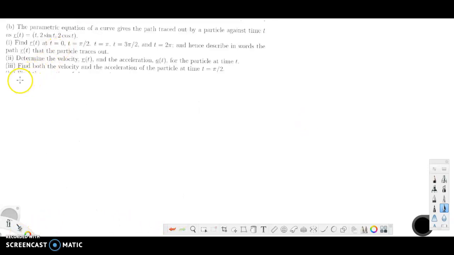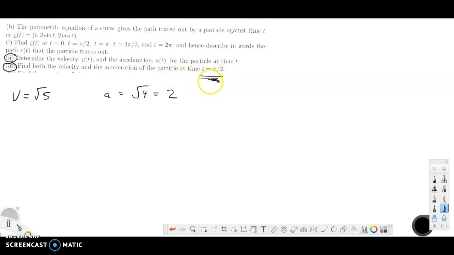So we just finished part 2 there, and for the magnitude of the velocity, what did we get? We got root 5, and for the magnitude of the acceleration, we got root 4, which is equal to 2. And then in part 3, they're asking us to find both the velocity and the acceleration of the particle at the time t equals pi over 2.